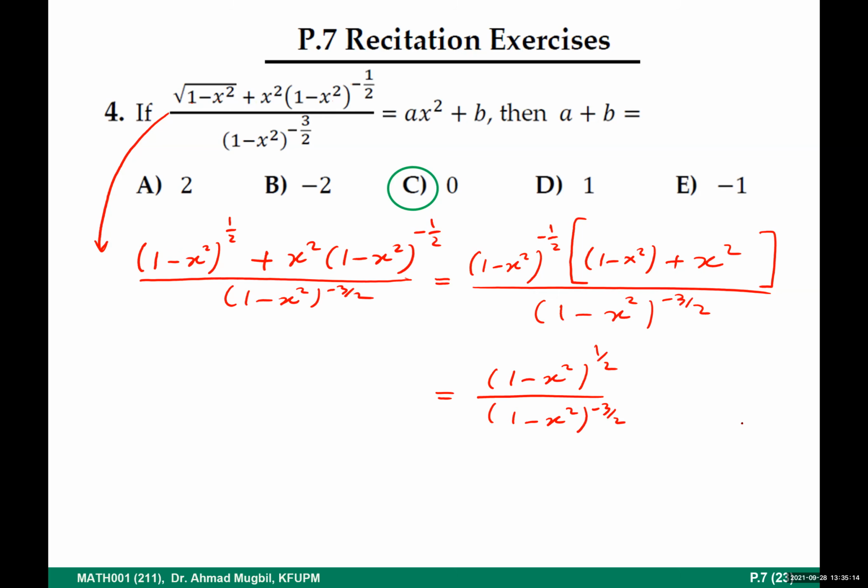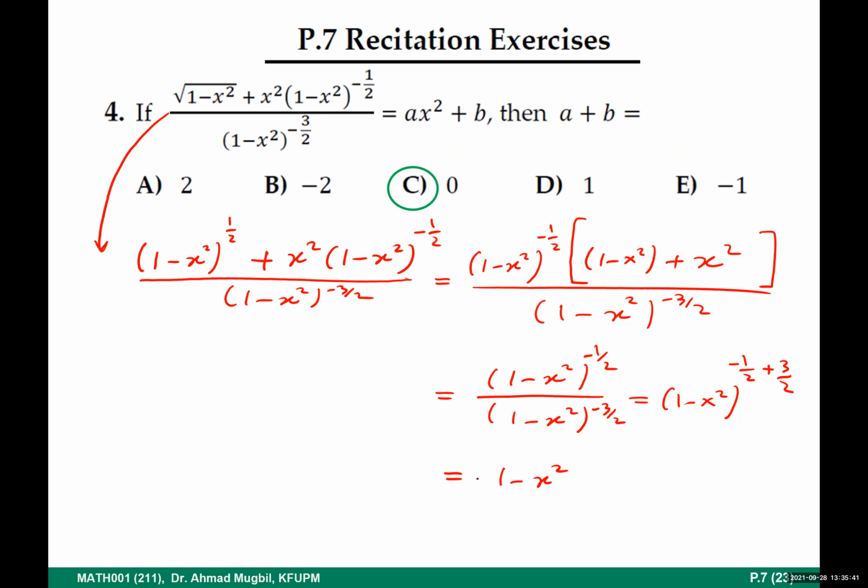Can you simplify? Yes. It will be 1 minus x squared to the power of negative a half plus 3 over 2. What is negative a half? This one. Yes, it's minus a half, of course. Now, this is a type of mistake. When you write, make sure that you are writing it the right way. Now, what do we have? 1 minus x squared to the power of negative 1 over 2.